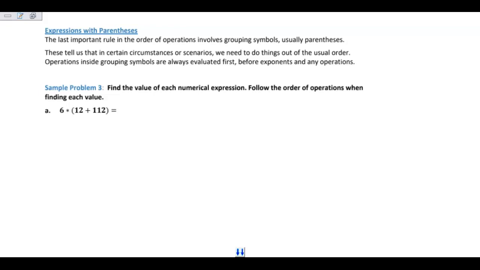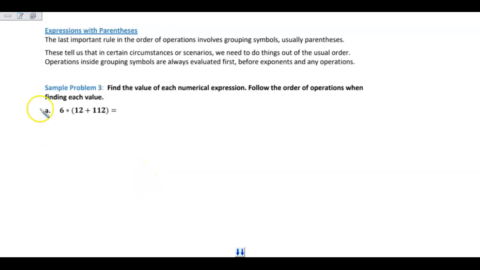Operations inside grouping symbols are always evaluated first, before exponents and operations. While inside the parentheses, it also follows the order of operations. So if you have multiplication, division, adding and subtracting, and even exponents within that grouping symbol, you'll follow the order of operations to solve for what's inside. Once you get rid of that, then you go back to the order of operations and follow that. So let's go ahead and practice these.